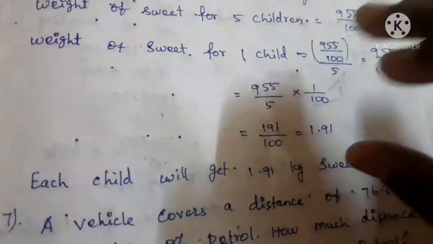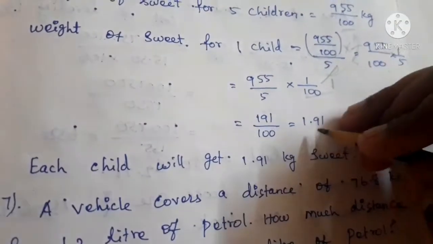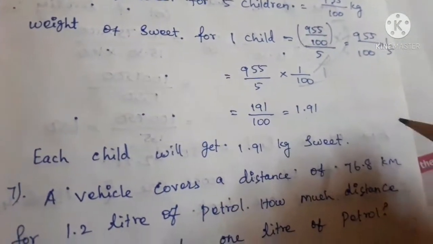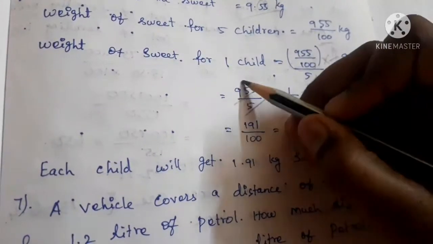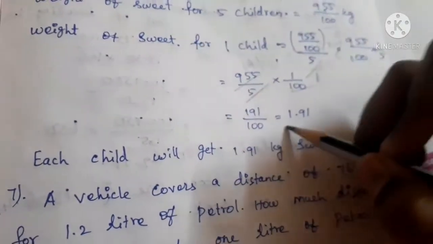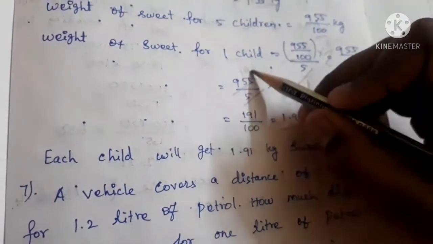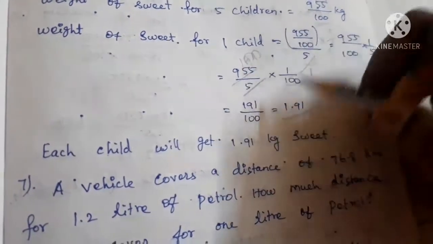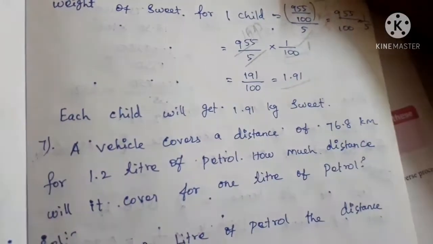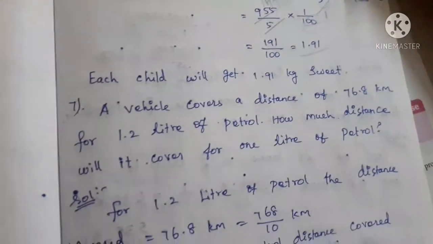That's no problem. Then when you cancel everything, you will get 191. The final answer: when you divide it by 100, you should move 2 points in front, so it is 1.91. Each child will get 1.91 kg of sweet.